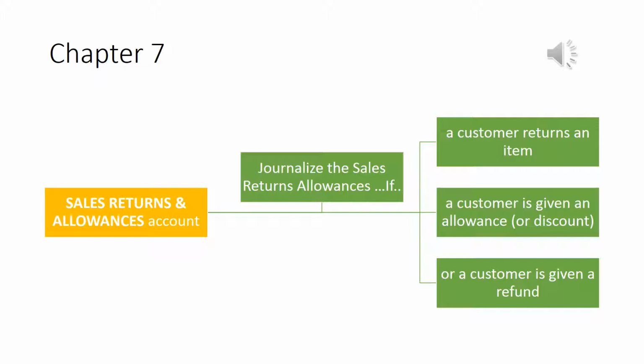If you look at the chart, we've broken it down for you in situations where you would need to use the sales returns and allowances account. Now, if you recall, sales or revenue would normally have a credit balance. But if someone returns something, the opposite of a credit balance for sales would be to debit it, because sales returns and allowances means that sale basically got reversed. So it would be debited instead of credited.